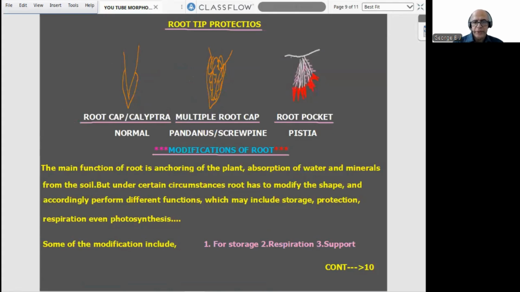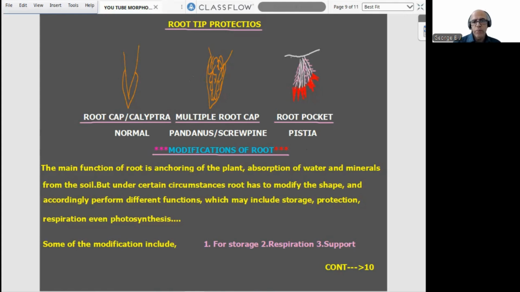Root tip protections: in many ways the root tip can be protected. The most common is the root cap or calyptra; the diagram you can find here, the normal one. Then in certain plants, we can find multiple root caps. A typical example is Pandanus, otherwise called screw pine. And the third one is another interesting item: root pockets. These are not in the direct syllabus, but just as an extra item for exam purposes. Root pockets are found in certain floating aquatic plants. They may lose balance, so to keep the balance, root pockets are provided. An example is Pistia. In floating hydrophytes, we can find root pockets. I think these three are clear.